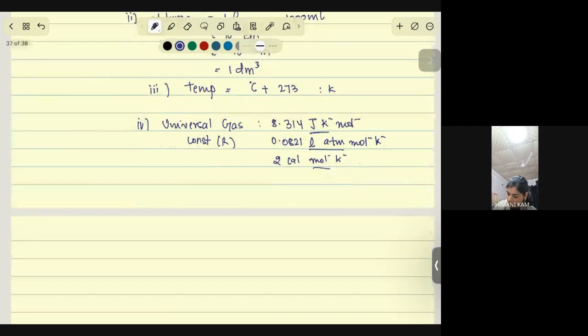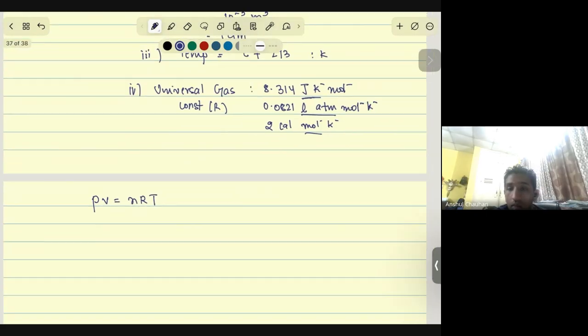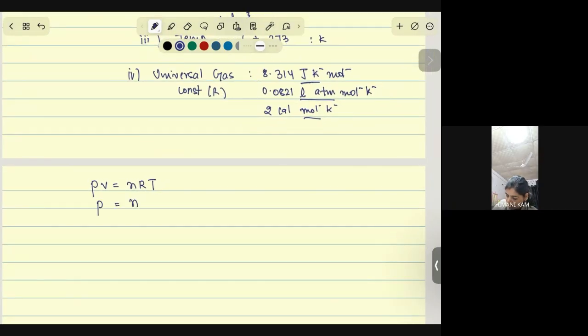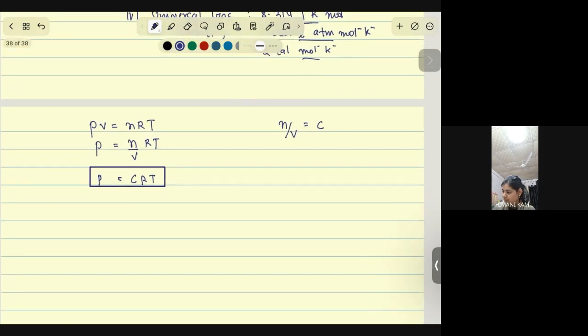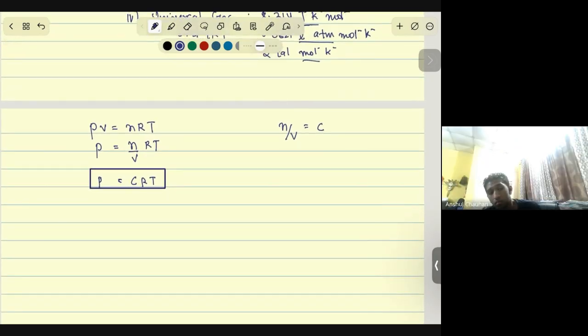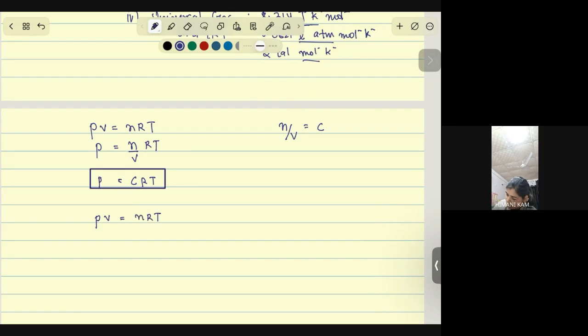So the ideal gas equation is PV equals nRT. You must be aware of this. We can write it like this as well: n by V, number of moles divided by volume, is molarity or concentration. So we can write this equation as P equals CRT, and also PV equals nRT, where the number of moles will be weight divided by molar mass, so PV equals weight over molar mass times RT.